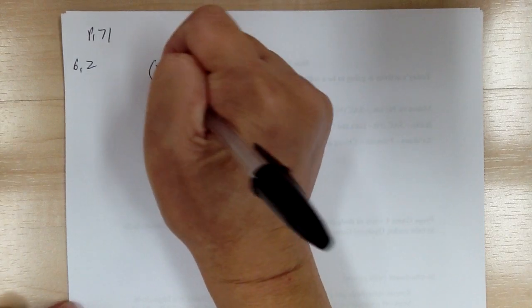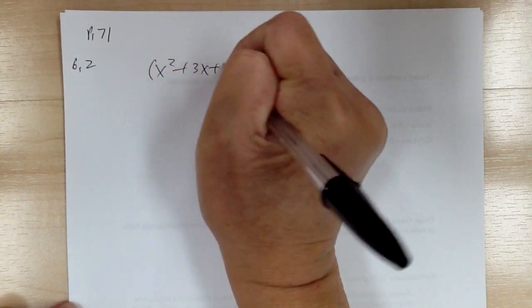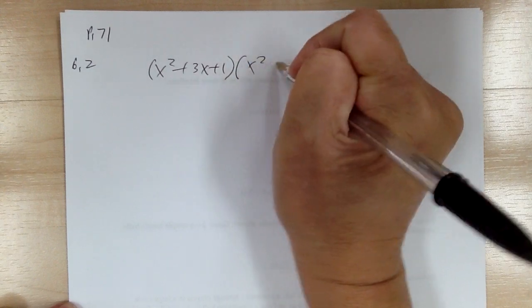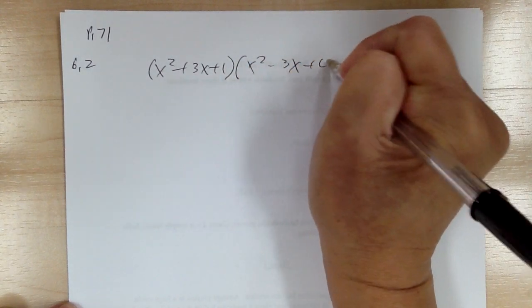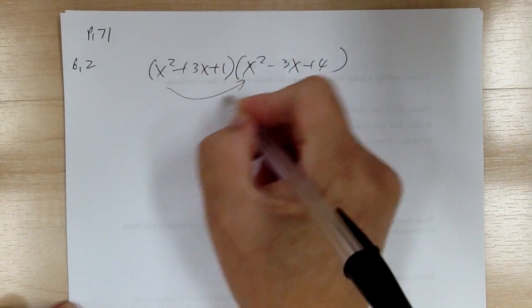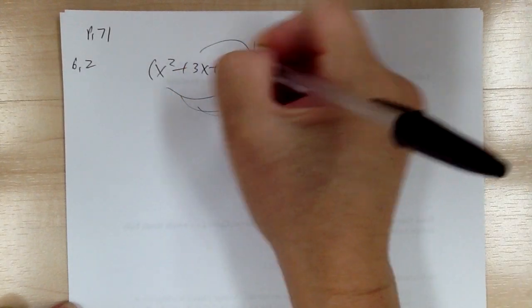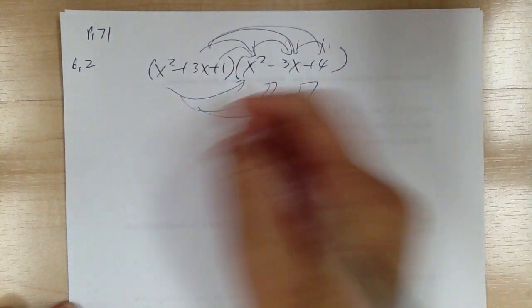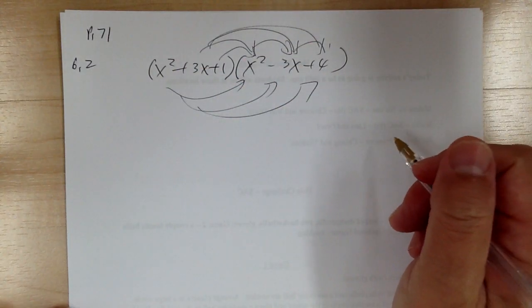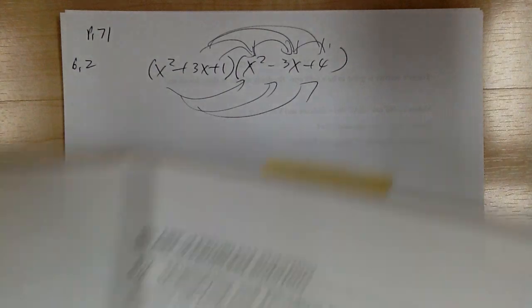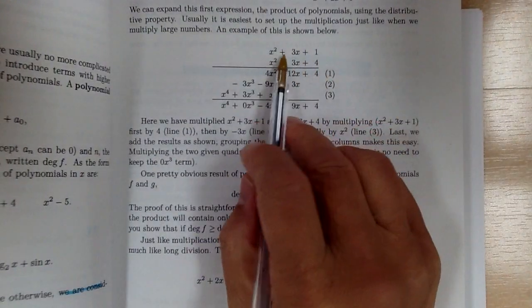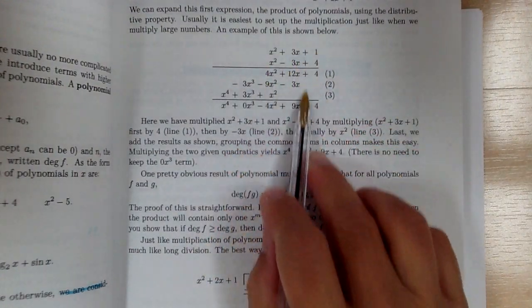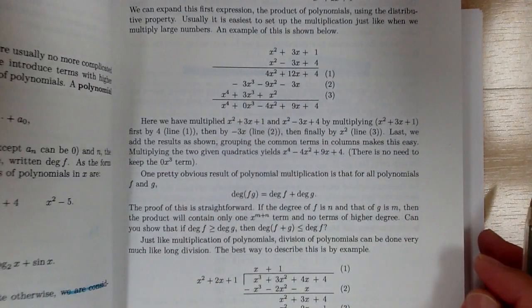So when you have something like x squared plus 3x plus 1 times x squared minus 3x plus 4, you just go and distribute, just multiply out, okay, from your Algebra 1. And after that, you combine the like terms. Or you can use the vertical method like this one over here, and you just multiply and work it out, okay.